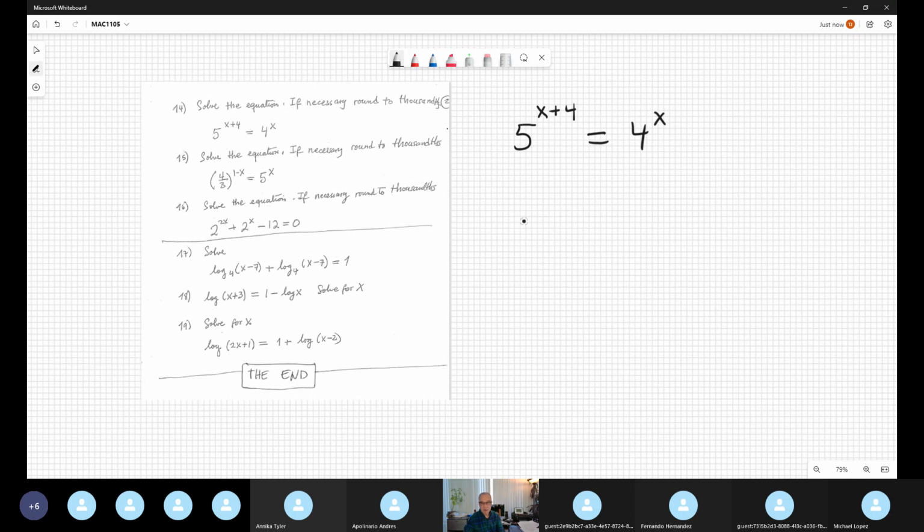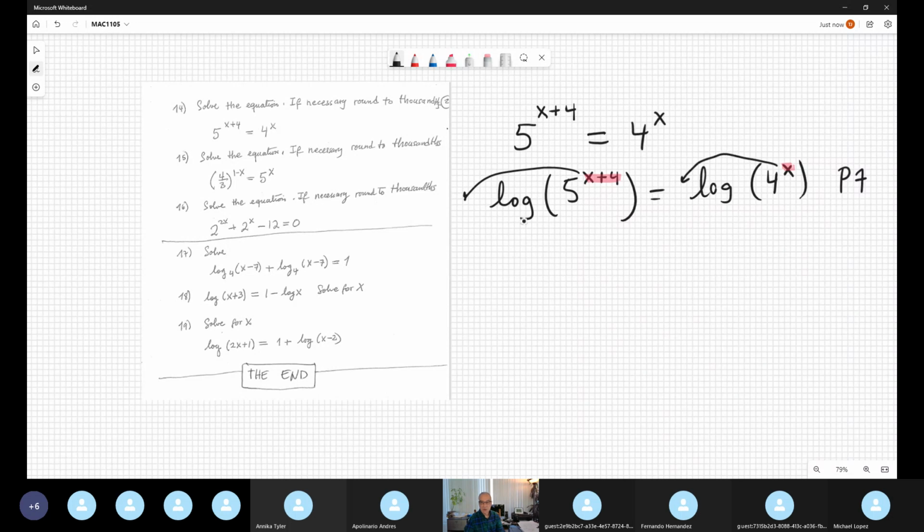So you apply logarithm both sides: logarithm of 5 to the x plus 4 equals logarithm of 4 raised to the x power. And you apply now property number 7. Property number 7 is magic because the exponent and this exponent go to the front. So x plus 4, of course a binomial, so I enclose it in parentheses to not confuse myself. Logarithm of 5 is equal to x times, of course, this is times, logarithm of 4.